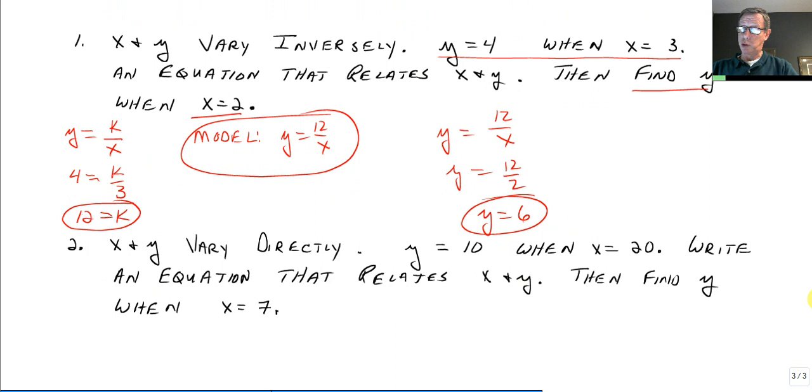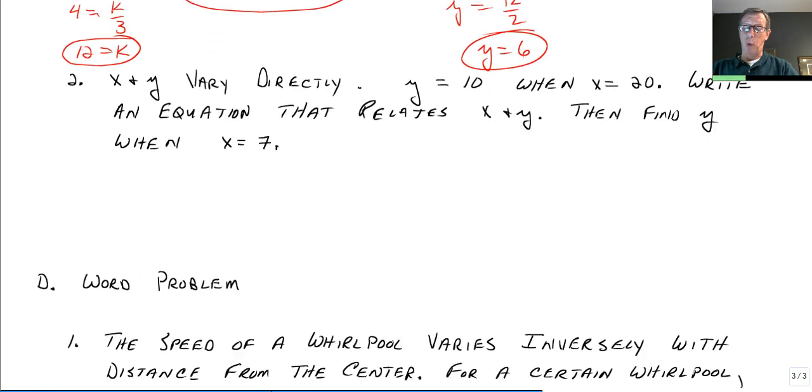Let's do the next one. This one says y and x vary directly. So this would be the model for that. That would be y is equal to kx. Once again, I don't know k, and I need to find it for the model. And they give us enough information that we can calculate that. So we can see that y is 10 when x is 20.